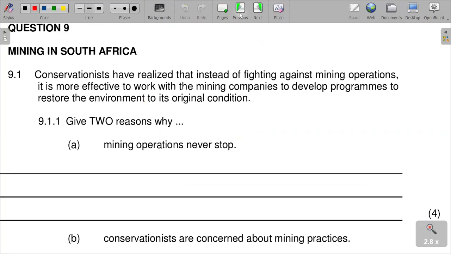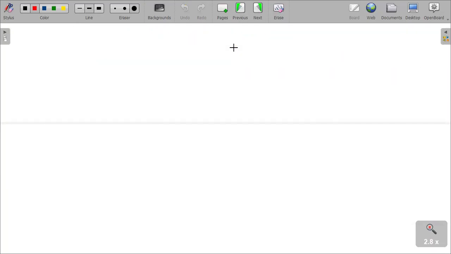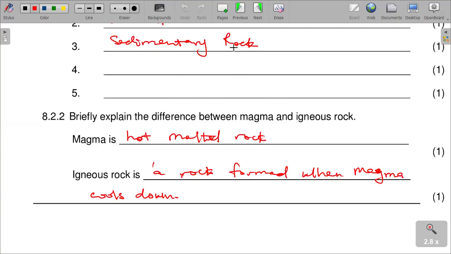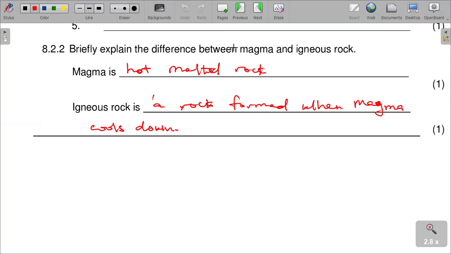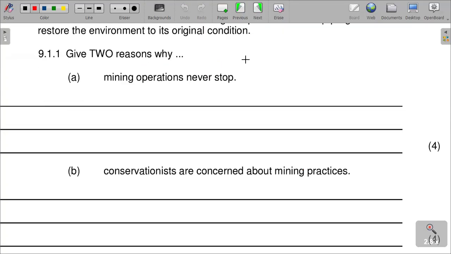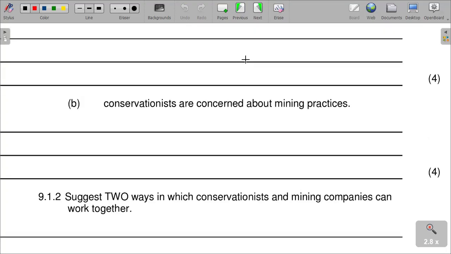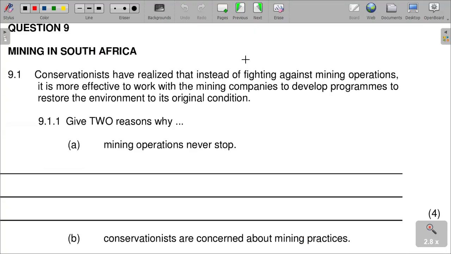Sorry, let me just check again. It seems like, where's question 8.3? Okay, let me just follow it the way it is. Number 9.